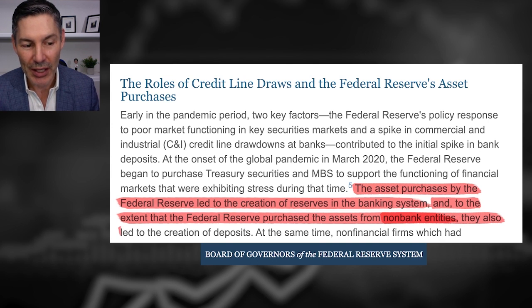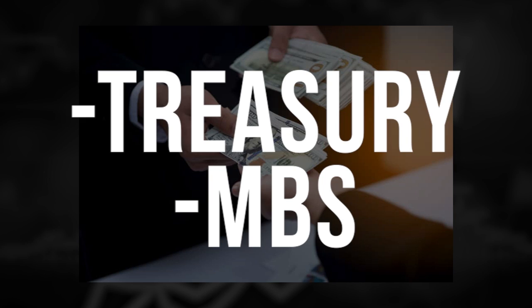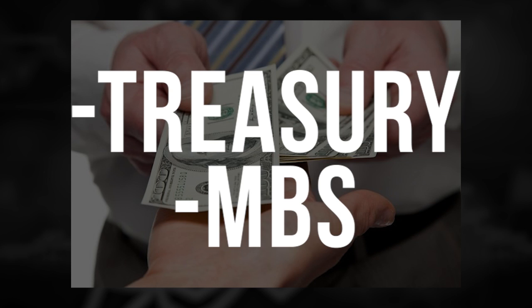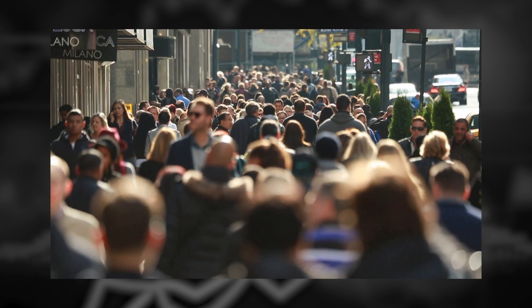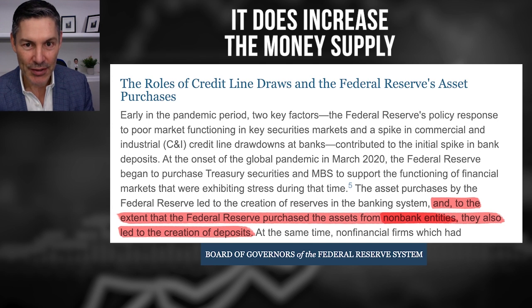they also led to the creation of deposits. You get what they're saying here, guys? If the Federal Reserve buys a treasury or mortgage-backed security from a bank, it does not increase M2 money supply. Period. End of story. If the Federal Reserve purchases that treasury or mortgage-backed security from the average Joe and Jane in the real economy or a non-bank entity, it does increase the money supply.